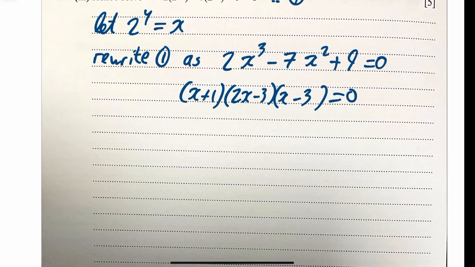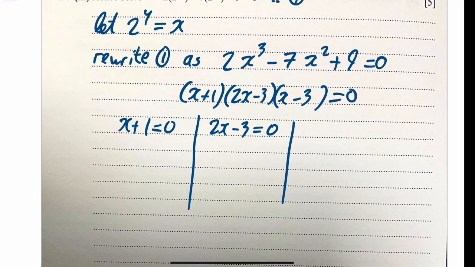Okay, and then we can solve this. The first one means x plus 1 equals 0, or 2x minus 3 equals 0, or x minus 3 is equal to 0, which means x is equal to minus 1. Over here it means x is equal to 3 over 2. Over here it means x is equal to 3.